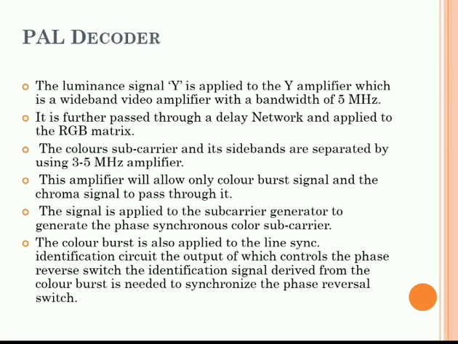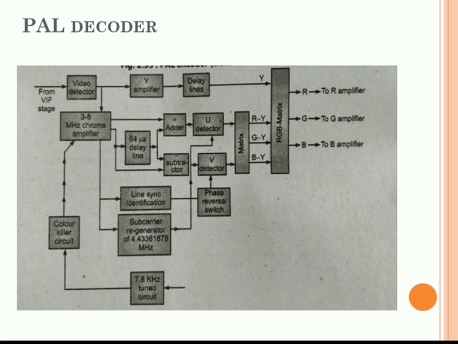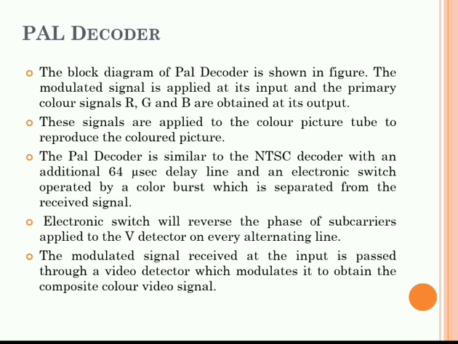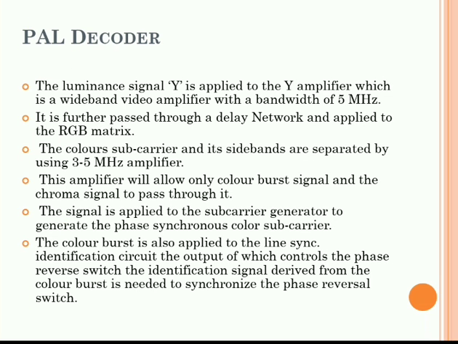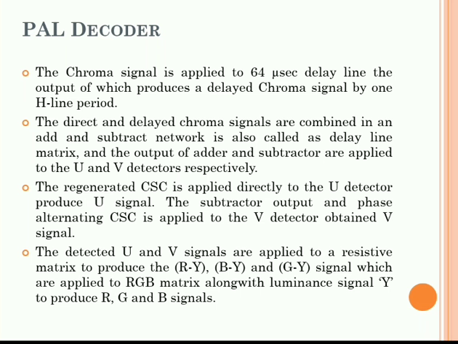Then the color burst is also applied to the line synchronization identification circuit. Here, as we have seen in the diagram, above the subcarrier regenerator, the line synchronous identification circuit is there. That particular color burst will be applied to that circuit, the output of which controls the phase reverse switch. The identification signal derived from the color burst is needed to synchronize the phase reversal switch. That is all about the line synchronous identification circuit.